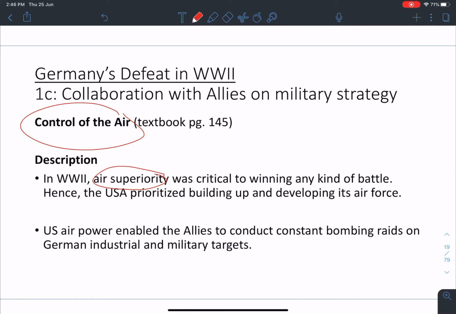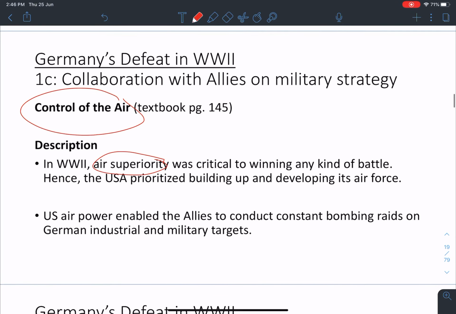And what is the impact of this? Now that you know what control of the air is, it's that because they had this, they can bomb German industrial and military targets. Okay, why? Very simple. If I do not have air superiority, your fighter jets are going to shoot mine down. But now that I have air superiority, I can target you at will with impunity. Okay, impunity is spelled like this. Without fear of any retaliation.